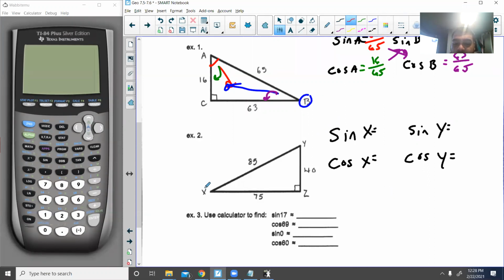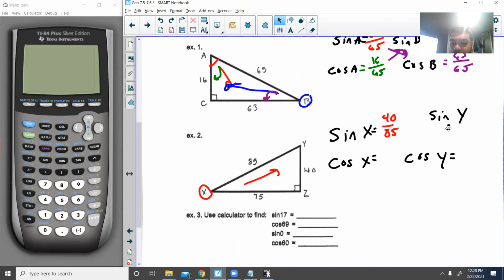Okay, again, I would ask, but it's kind of hard from here. There was some simplification going on, so you've got to keep your eyes open for that. So for the first one, sine of X, opposite over hypotenuse, so it's 40 over 85. Now my issue is 40 over 85.